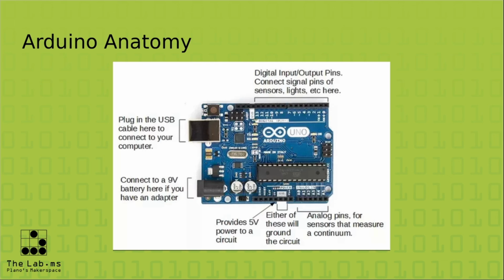On the bottom left, we see the 9-volt barrel connector. So if you want to move your project away from the computer, you can power it from a 9-volt battery. You can connect that 9-volt battery with a little adapter that has a barrel connector on it and plug that in right there. By the way, when you do plug in the USB to your computer, the computer powers the Arduino for operation. So if you're just connecting to your computer, you don't need to worry about power for the board itself. Along the top edge, we see the digital input-output pins.